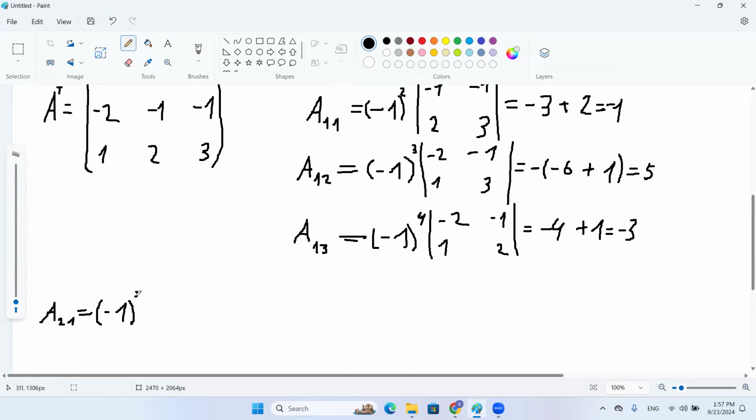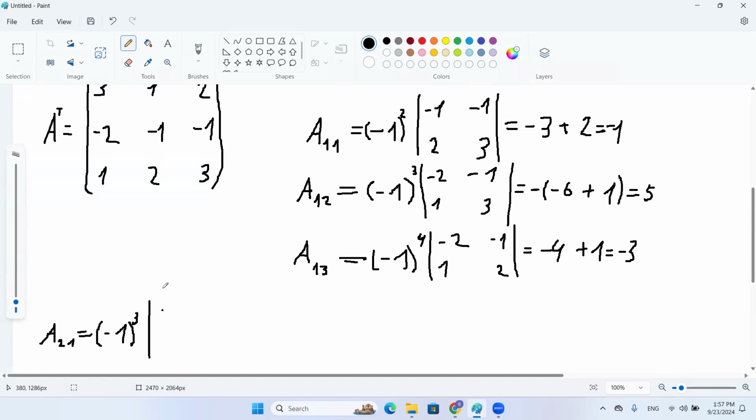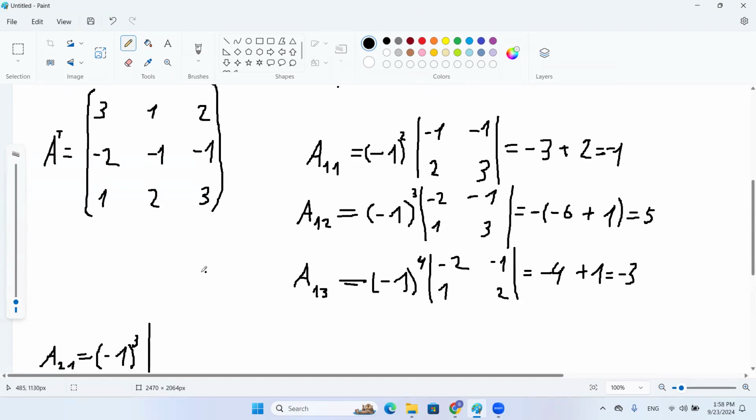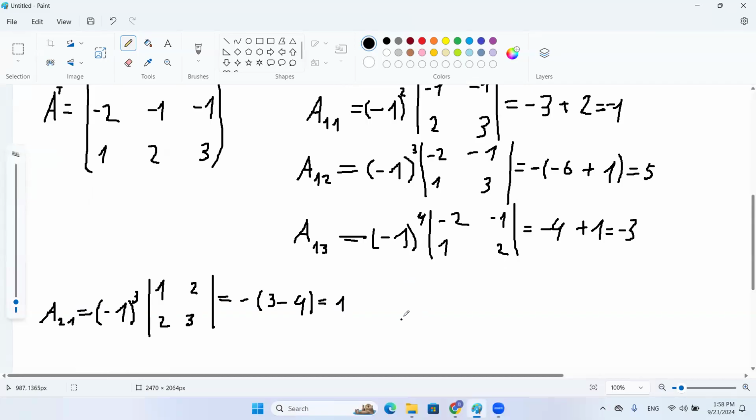So -1 to the power of 3, and 1, 2, and the next second row is 2, 3. And it will be minus, in the brackets, 3 minus 4, and it equals 1. Yeah, correct. Okay, the next.